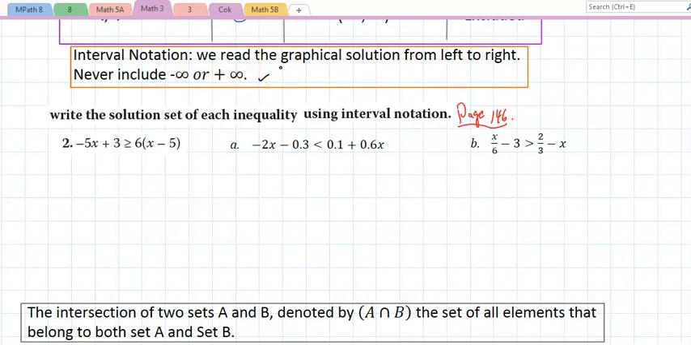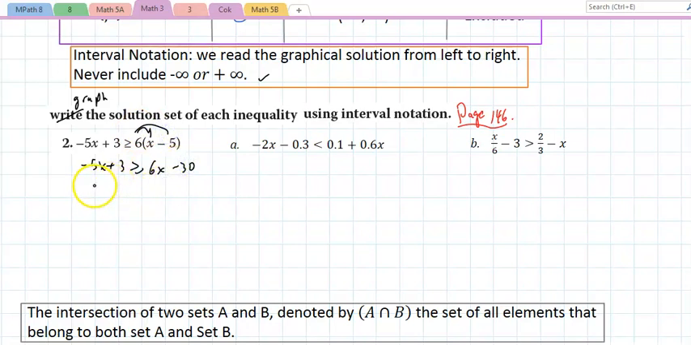And let me start with this. It says write the solution set of each inequality using interval notation. I'm going to graph it, so I'm going to say graph the solution set, just for practice. Make sure we're all seeing this. So I treat this like I would treat an equal. I would eliminate parentheses first. Distribute that in. That's 6x minus 30.